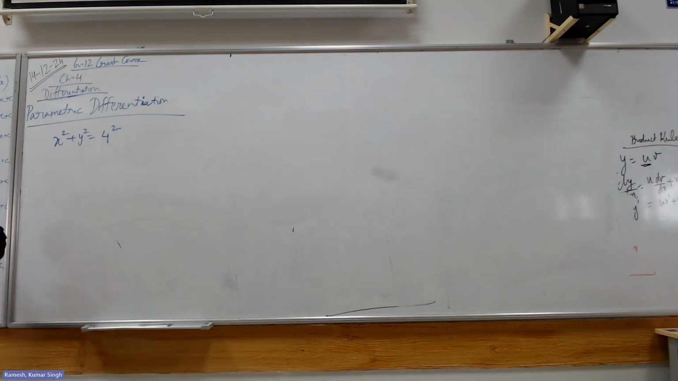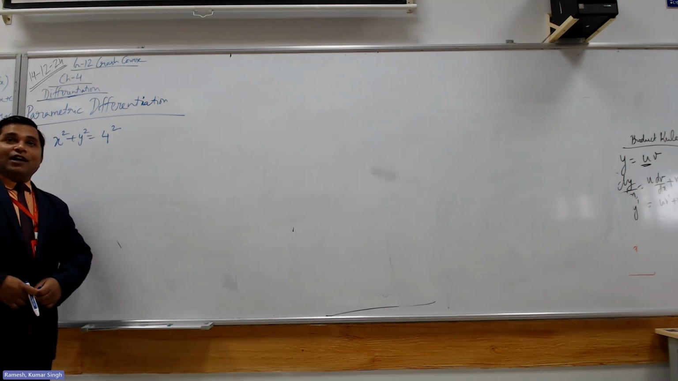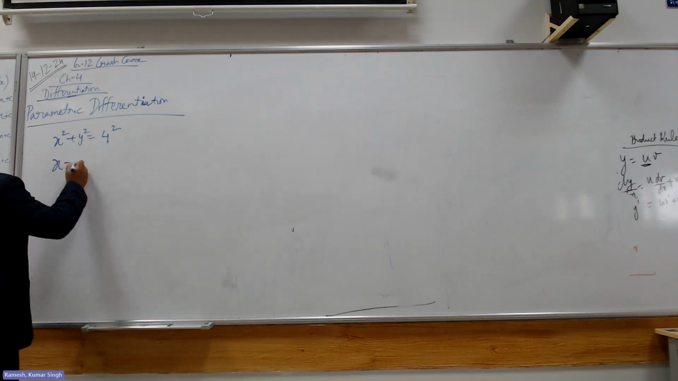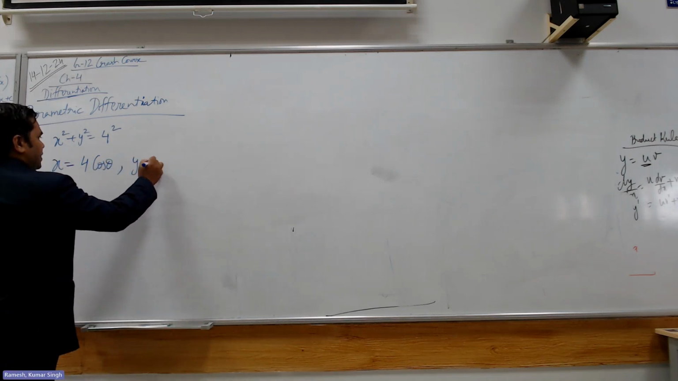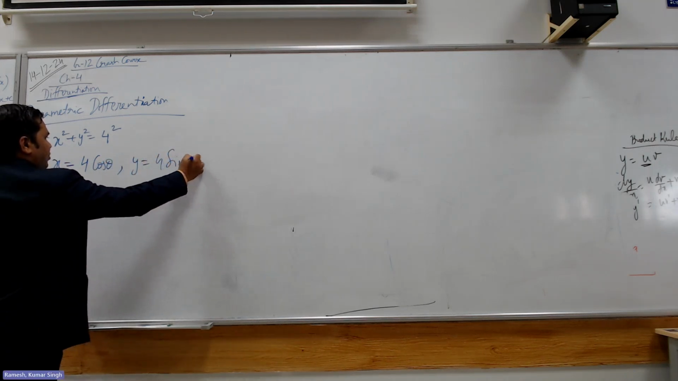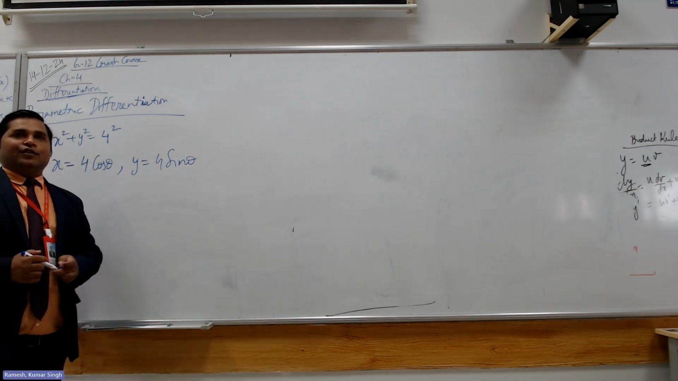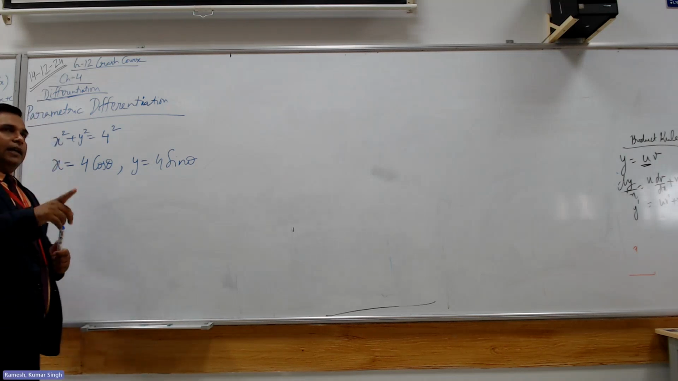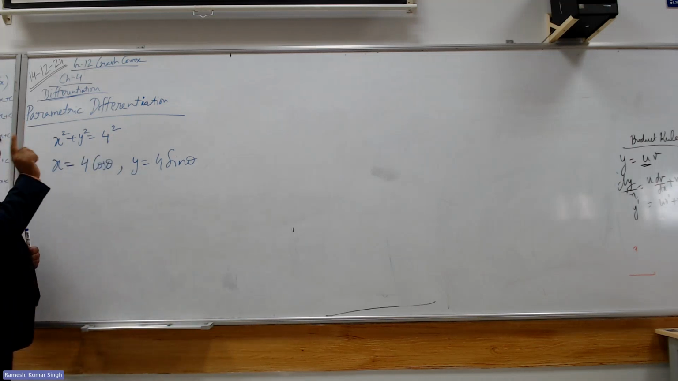The circle. That's the equation of a circle, right? x square plus y square is equal to r square. But actually, we can write the parametric form of this as x is equal to 4 cos theta, y is equal to 4 sin theta. Look at both. x is equal to 4 cos theta and y is equal to 4 sin theta is the parametric form of a circle. And I'll show you why this represents this.